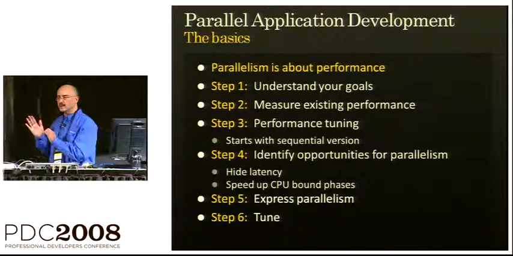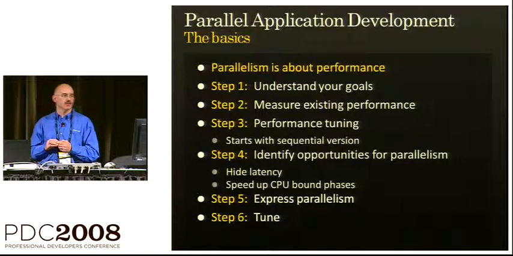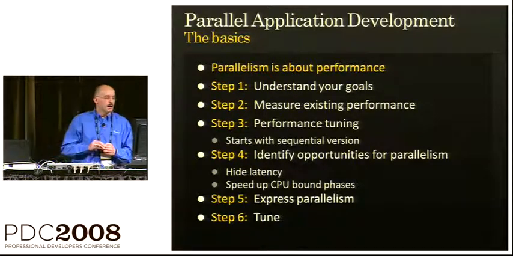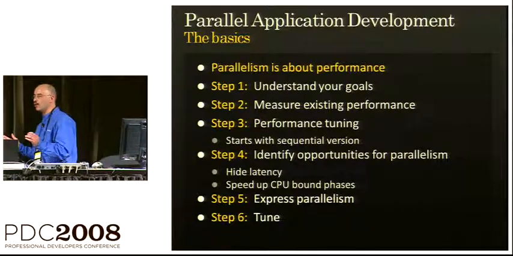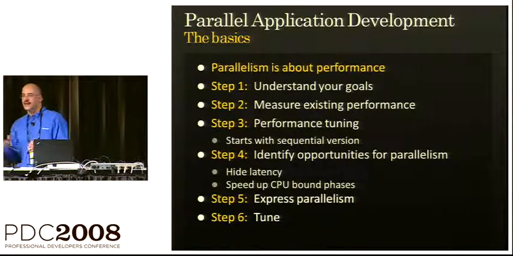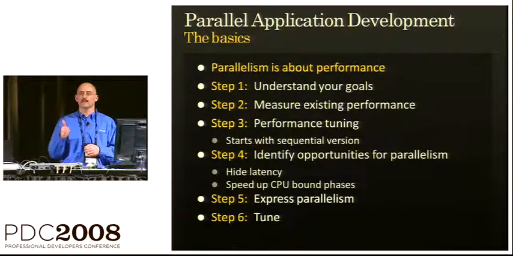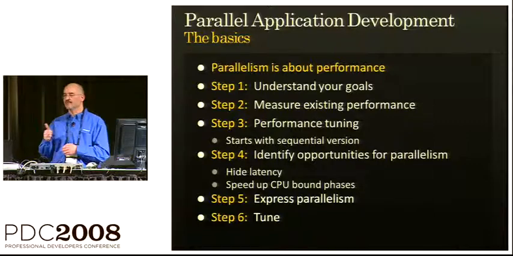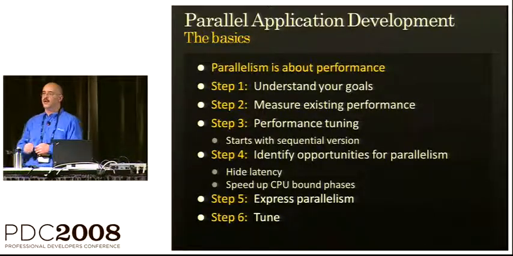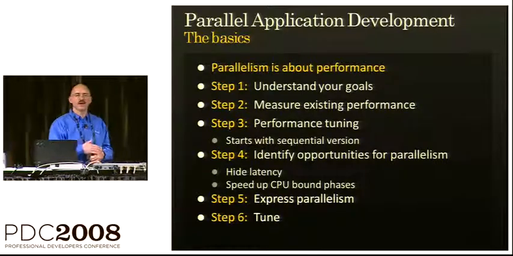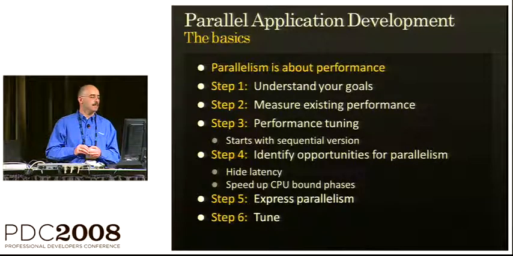OK, so let's start talking about a very basic parallel application development process. Parallelism, of course, is about performance. So the very first thing we have to deal with is we have to understand the performance requirements of our application. That's step number one. You have to have a good idea about what your performance goals are. And you have to map those goals to the various scenarios that people use your applications with.